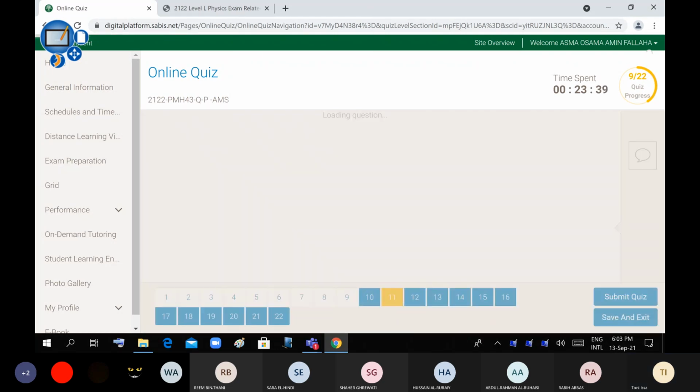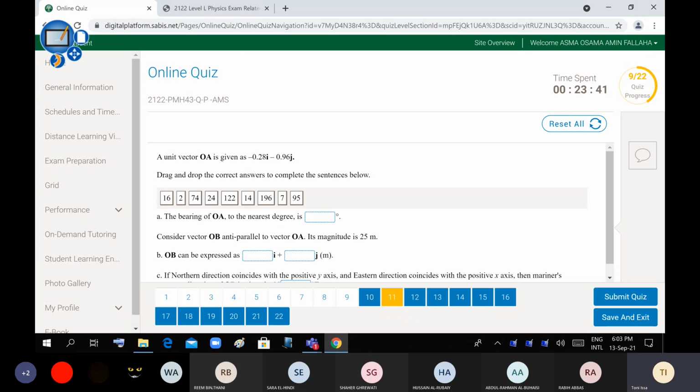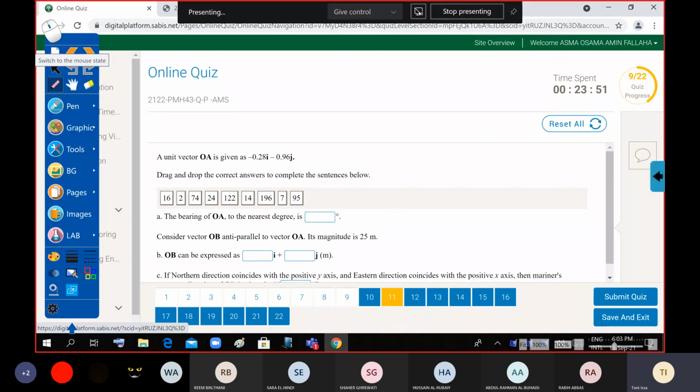Question 11. Over here, you are given that the unit vector OA is negative 0.28i, the bearing of OA to the nearest degree. So how can we find the bearing? We need to find angle theta first. To find angle theta here, pay attention to this. The x component is negative. So that's why it will be tan minus 1 y over x.